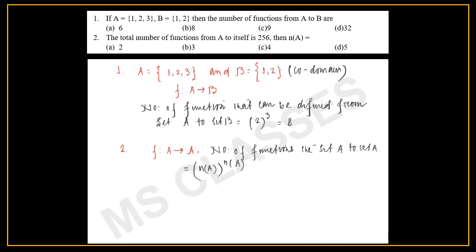Now, according to the condition, what can we say? N to the power of N is equal to 256, which we can write as 4 to the power of 4. Therefore, what is N? N is 4.